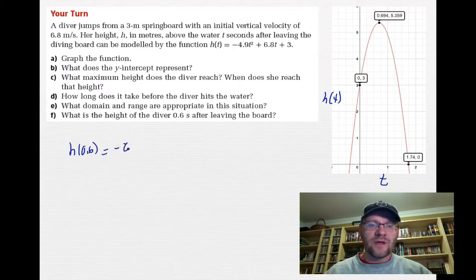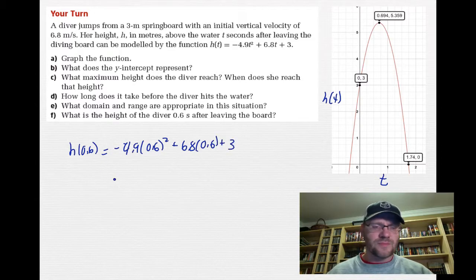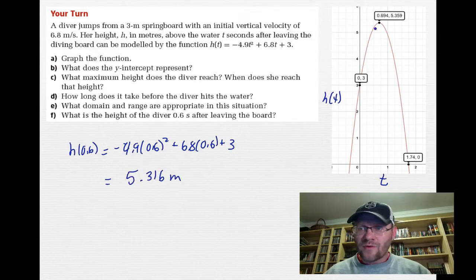And that is going to equal negative 4.9 times 0.6 squared plus 6.8 times 0.6 plus 3. And when you do the math and make sure you follow your order of operations, you get a height of 5.316 meters. So that would be somewhere around here. It would be around 0.6 seconds.